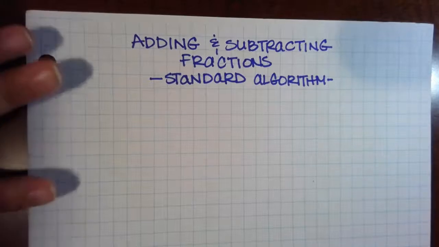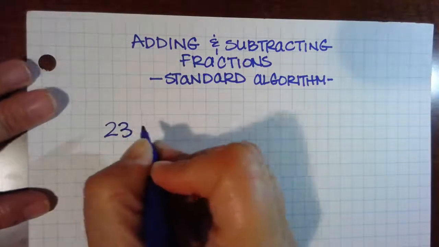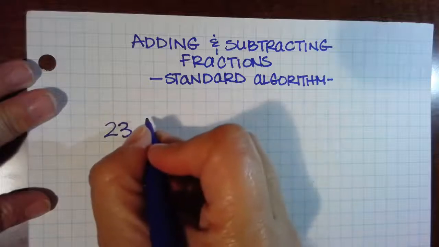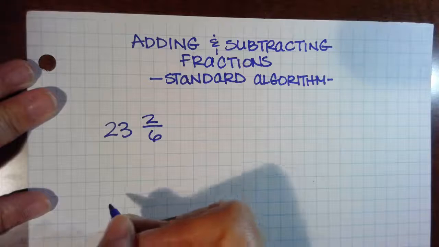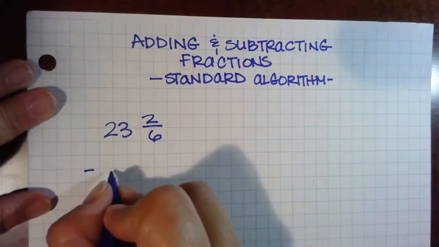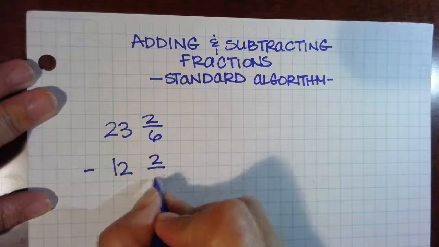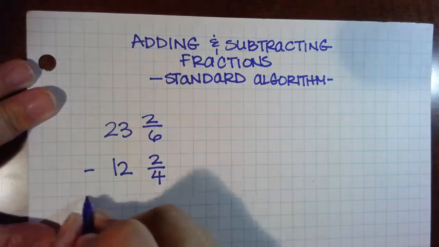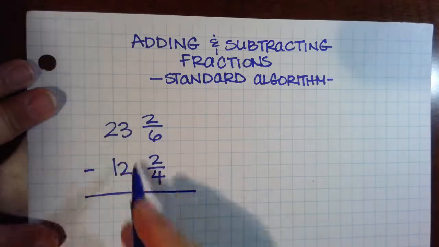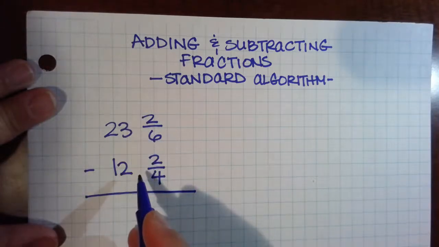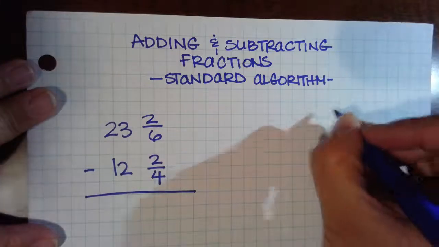Alright, your first example. We're going to do 23 wholes and 2 sixths. Okay, and we are subtracting 12 and 2 fourths. So that was our first step: put them in line, going vertically. Okay, next step, we're doing LCD.